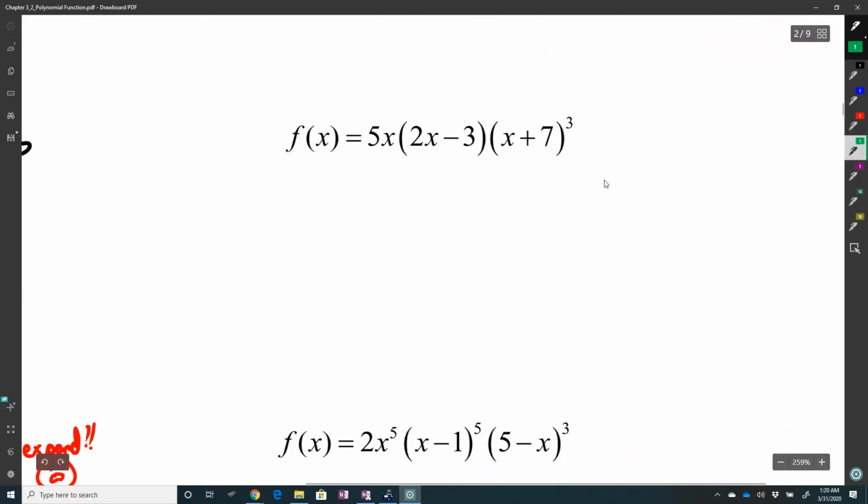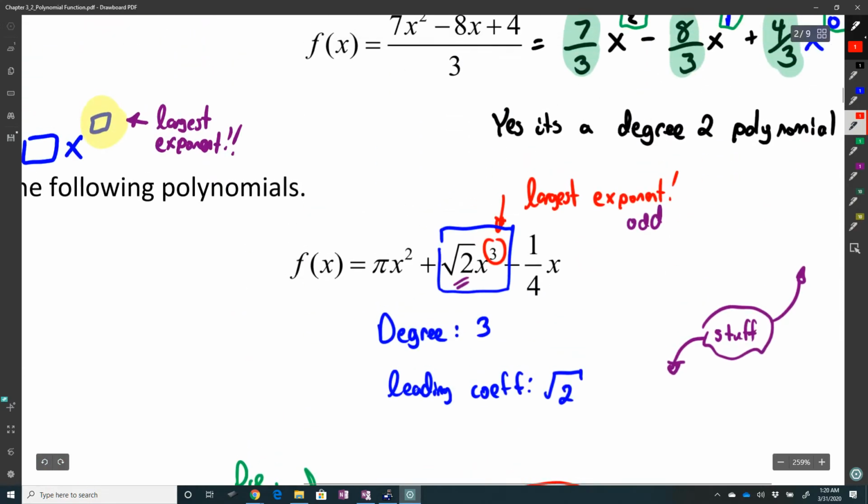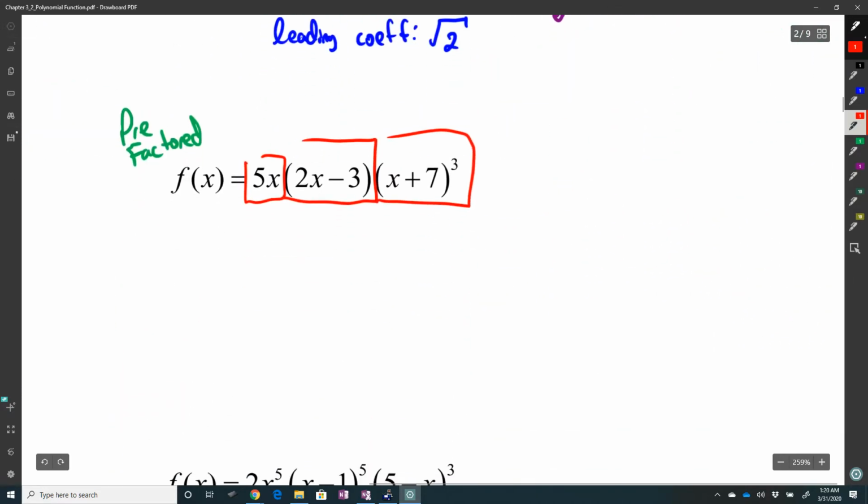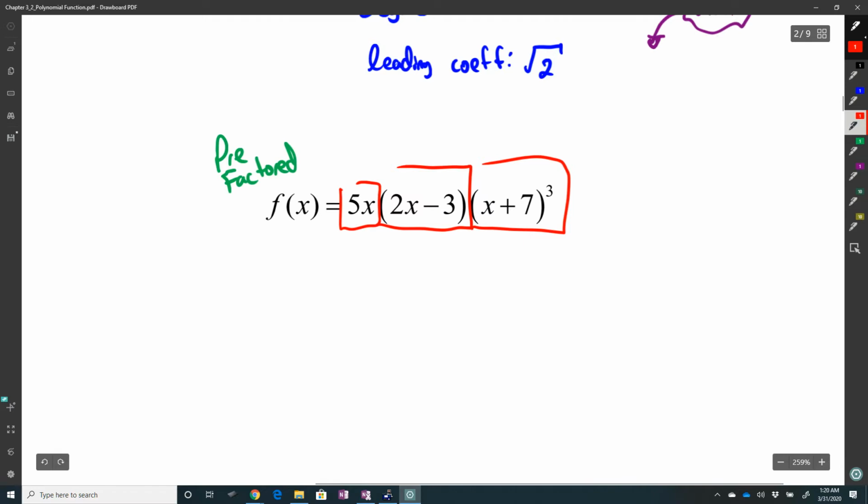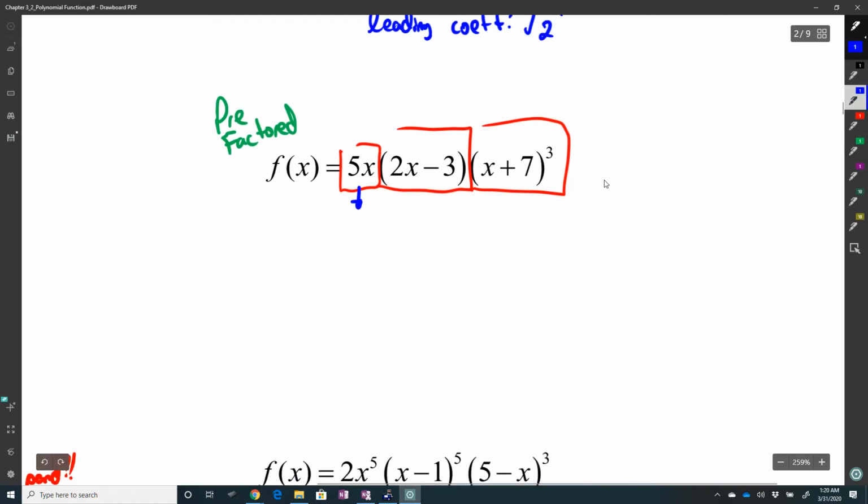Now, again, this is one that's pre-factored. So to find the leading term, you just have to find the degree. Wait, is this find the leading term or find the degree? Find the leading term. Okay, so to find the leading term, you just find the leading term of each group. So this is 5x times 2x times, and now this happens 3 times, so it's going to be x cubed. So if you multiply all this together, you get 10x to the 5th.